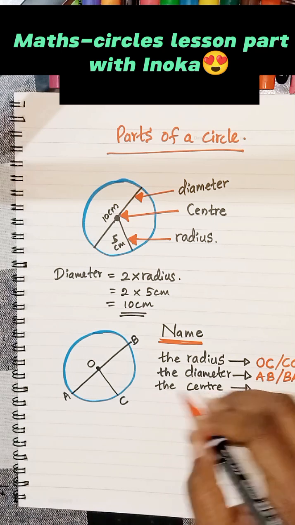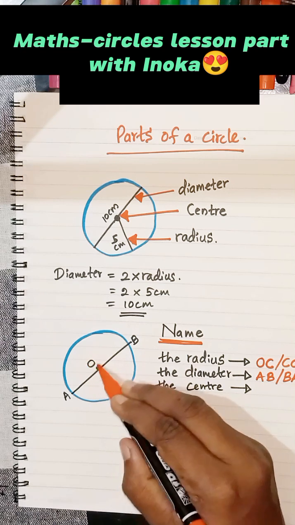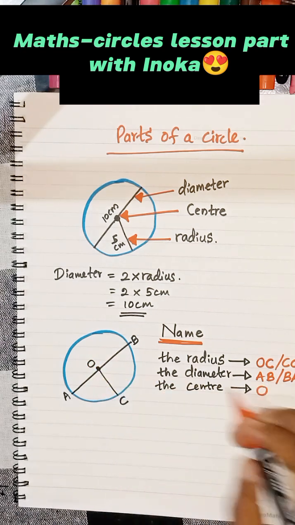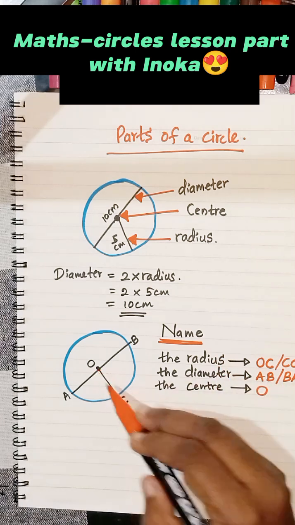The next one, the center. What is the center? The center is the middle point. Is it a line? No, it is not a line. It is just a point. Just one point. So you have to put O. Just O.